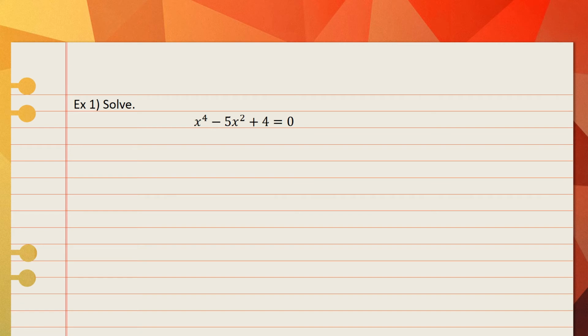Example 1, we have x to the 4th minus 5x squared plus 4. So again, we're being asked to solve, so we want to see, does our equation equal 0? Yes. Are the terms in the correct order? Yes. So now we look for the number of terms that we have. Since we have x to the 4th minus 5x squared plus 4, that means we only have 3 terms.